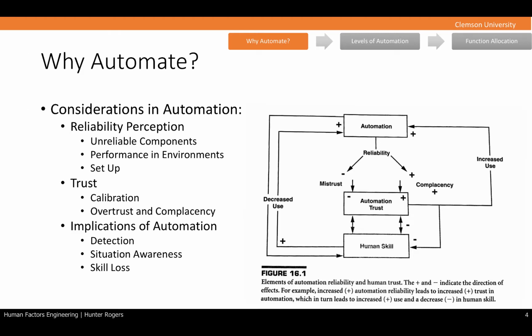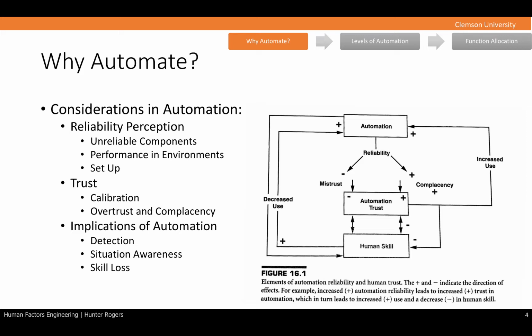And similar to that is setup. If someone sets up the automation in a way that it's not supposed to be, it can perform exactly how it's supposed to, but in the wrong function than was expected. Computers are perfect to a fault in that if it's not set up the way that the human intended, the computer will run out that task just as it was told to do, even though that wasn't the intended use. So that can change the perception of the reliability of a piece of automation.